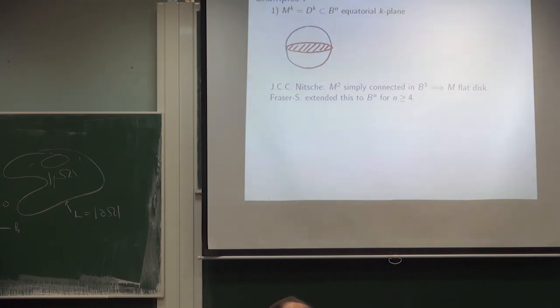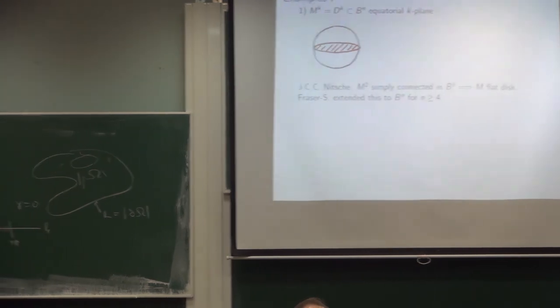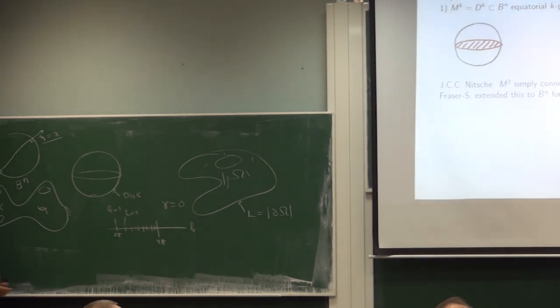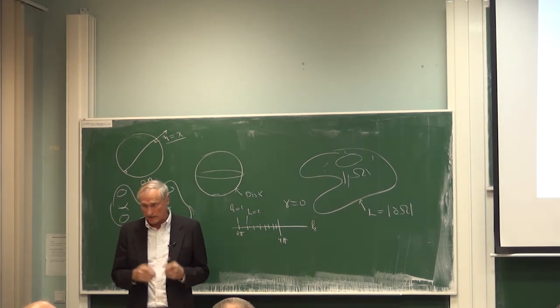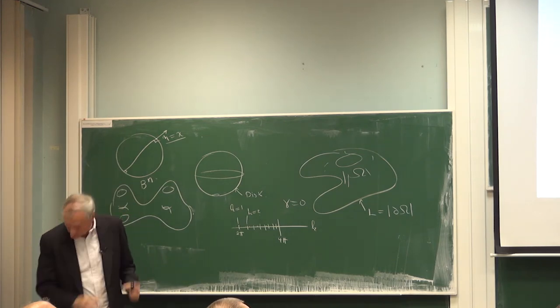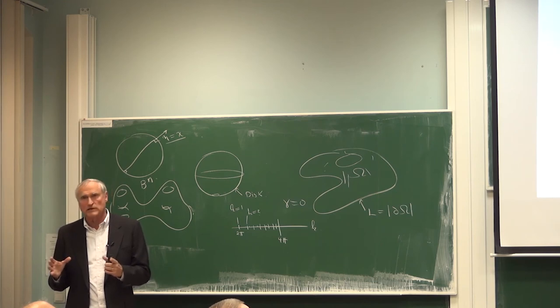So let me give some examples. The first example is just a flat disk. If we take a disk through the origin, it could be a k-dimensional equatorial disk, then of course it's minimal, it has zero second fundamental form, and of course it meets the boundary sphere orthogonally. And actually in the mid-80s, Nitsche proved that any simply connected free boundary minimal surface in B^3 is a flat disk. So in the simply connected case, Nitsche proved that at least in the three-dimensional case, the flat disk is the only simply connected solution. And actually, Fraser and I looked at the question in higher dimensions, and to our surprise, we were able to prove the same result. So it turns out if you take a simply connected free boundary surface in B^n for any n, it is again a flat disk. So that was a bit of a surprise to us, but the proofs of the theorems use complex analytic methods.